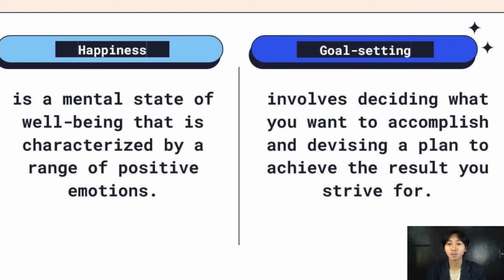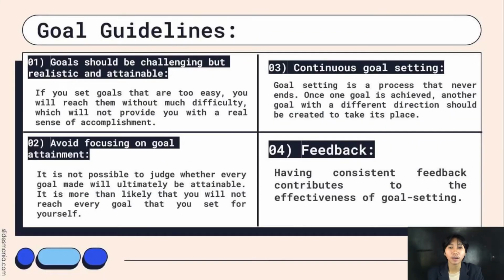Goal setting involves deciding what you want to accomplish and devising a plan to achieve the result you strive for. Goal setting is the process of identifying something that you want to accomplish and establishing measurable goals and time frames. Goal guidelines. First, goals should be challenging but realistic and attainable.